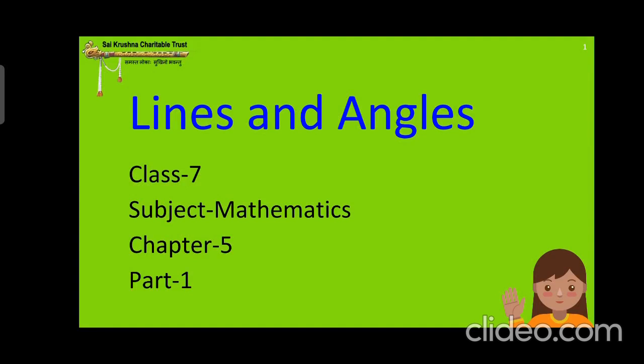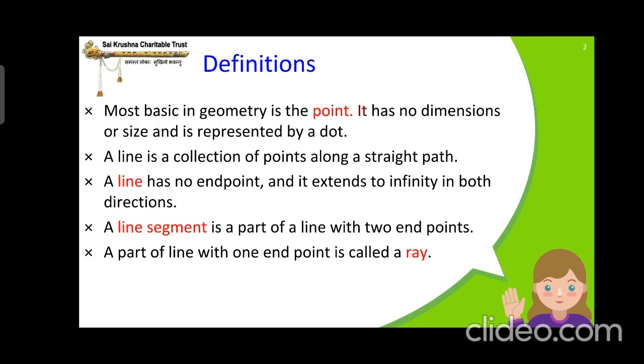Hello children. Lines and angles, class 7, subject mathematics, chapter 5, and this is part 1. So let's look at a few definitions. First is point. We have 4 definitions: point, line, line segment and a ray.